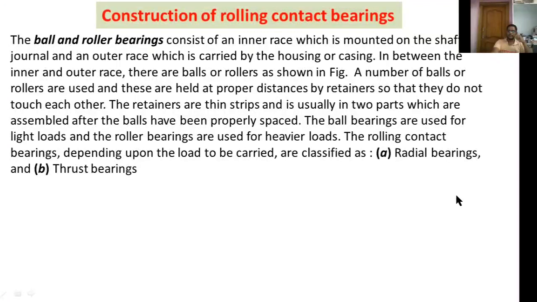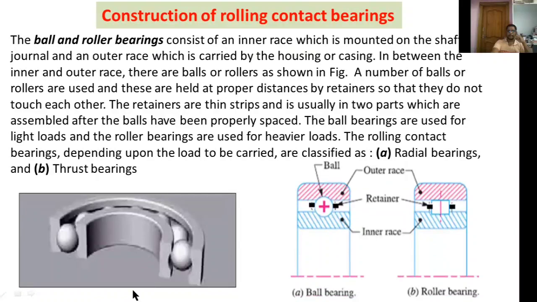Now I will explain rolling contact bearings briefly. The ball and roller bearings consist of an inner race which is mounted on the shaft. This is a ball bearing example, this is a roller bearing example. This inner race is mounted on the shaft or a journal. Here we are placing a shaft.